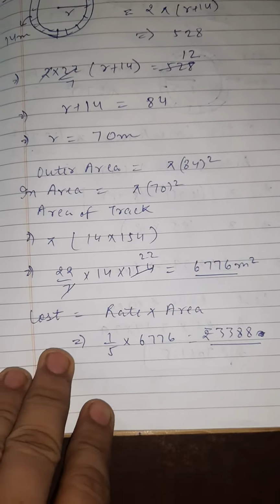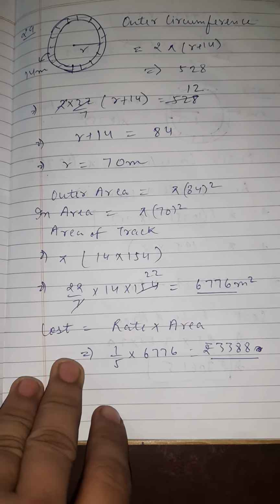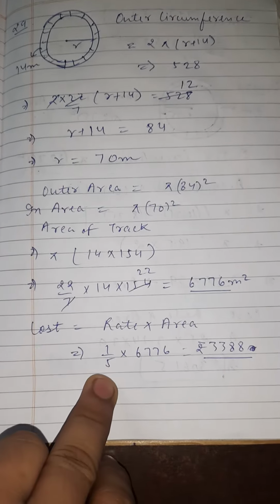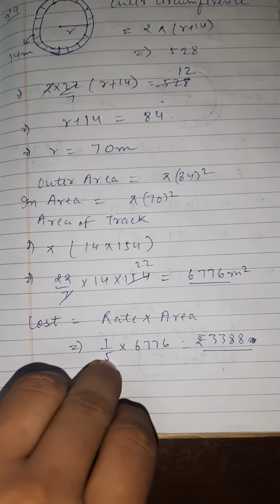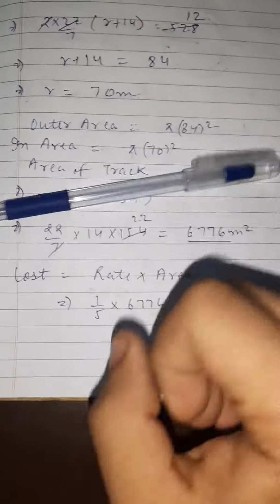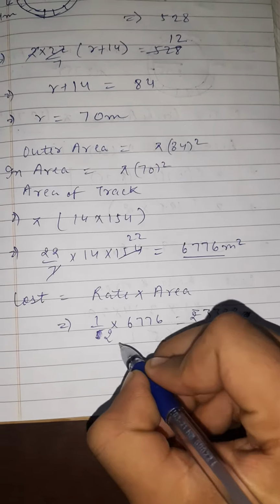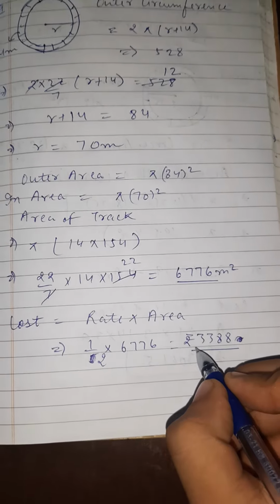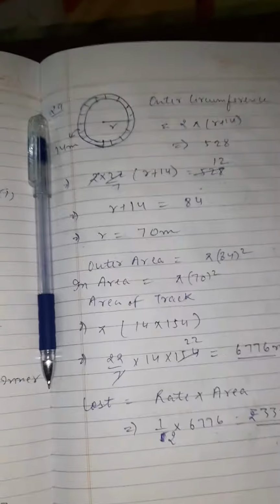But we need to find the cost of paving, or whatever we are doing in this, and we are provided with the rate of that, which is rupees 1.5, sorry, 0.5, which will be 1 by 2. It's a little bit wrong here. It will be 1 by 2, as the cost is 0.5 paise per meter squared, so it will be 2. So by doing calculations, we can find the cost of paving this, which will be rupees 3388. Okay, now we are done with question number 29.